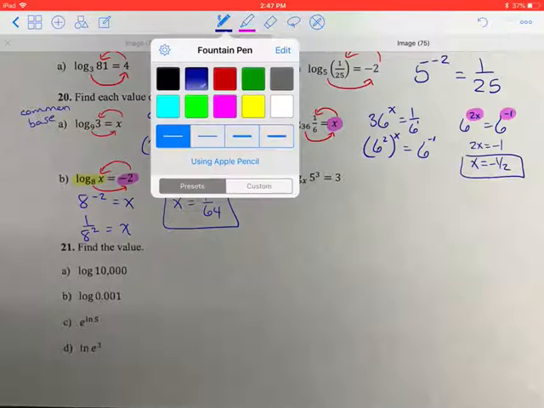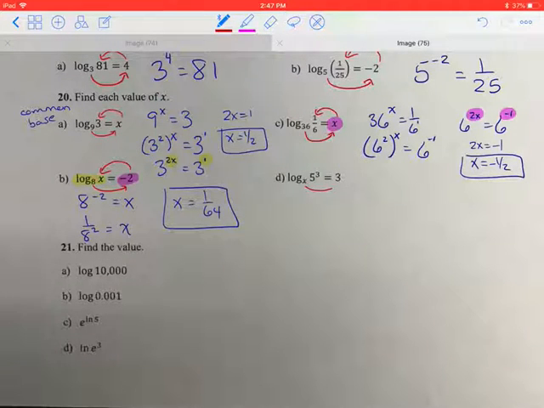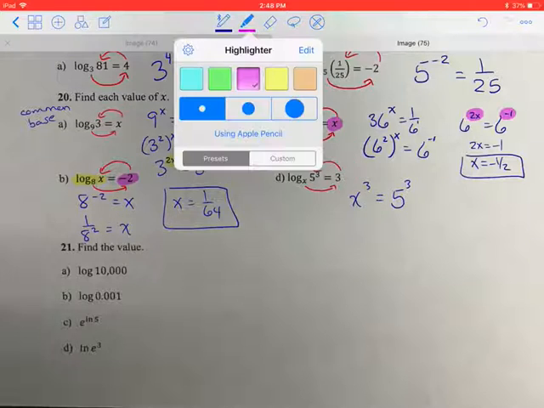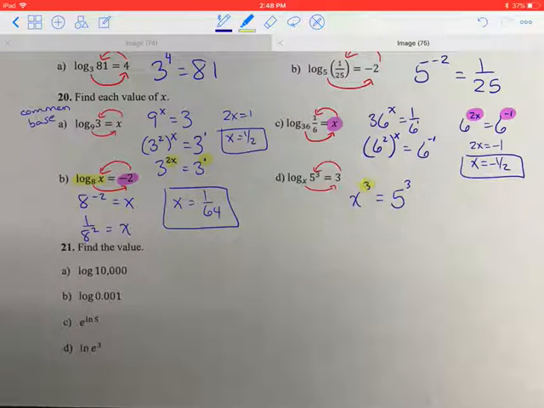Alright, so here's the last one. This one ends up actually being the easiest. When I change it to exponent form, I get x raised to the 3rd power equals 5 raised to the 3rd power. Now I don't have matching bases, but I do have matching exponents. And what that means is my bases have to be the same, so I know that x has to be 5.